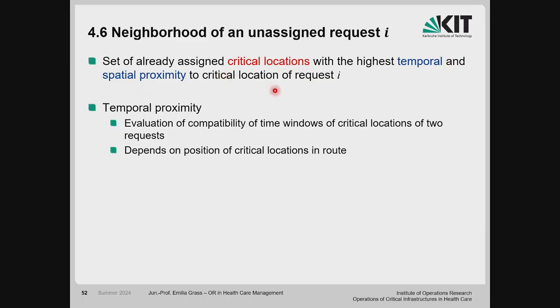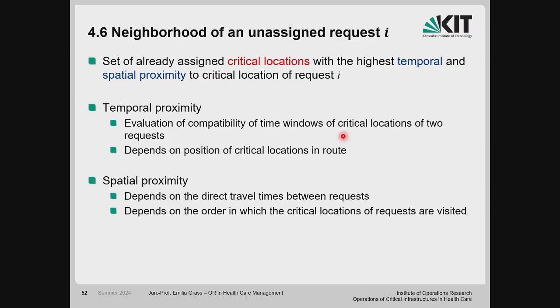Okay, so we have already critical locations, and we said we want those with the highest temporal and spatial proximity to critical request I. What does it mean, temporal proximity and spatial proximity? Temporal is the evaluation of comparability of time windows. If two patients require a pickup at 2:30, of course they could be swapped, switched. It depends also on the position of the critical relocation in the route. If they're close by from a time point of view, then we can change these patients.